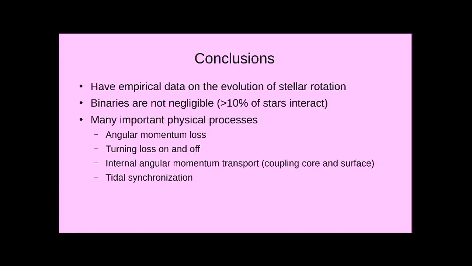You lose angular momentum through magnetized winds. That loss turns on and off over the course of the star's lifetime. You have internal transport from the interior of the star to its surface, and then, of course, you have the physics of tidal synchronization as these interactions are happening.